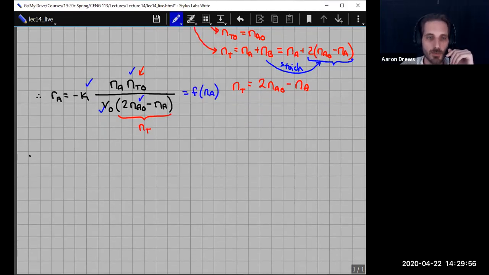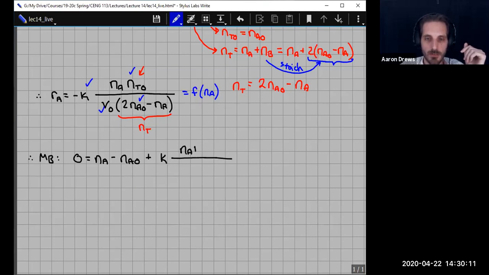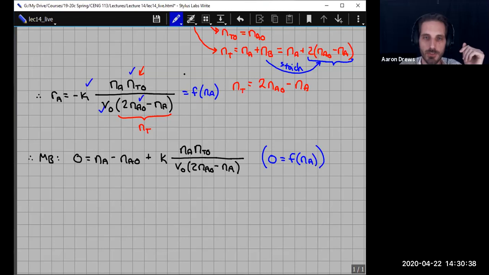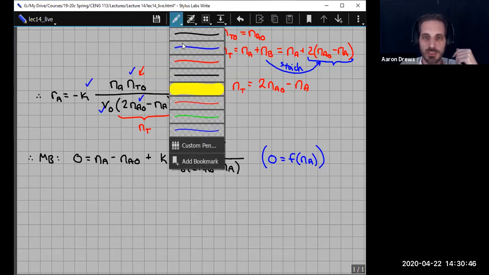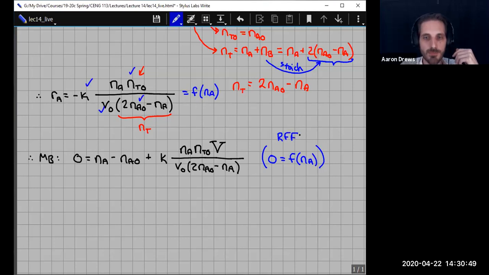So we can now write our material balance as zero is equal to N sub A minus N sub A zero. The two negative signs will flip themselves around, so we'll be left with K N sub A N T0 divided by V0 times 2 N A0 minus N A. This big thing is just another way of writing an equation in root finding form. It's the same thing as 0 is equal to a function of N sub A times V. Yes, don't forget your V, volume V up on the top. So this is our typical root finding form, and we can dump that into any old solver that we want.